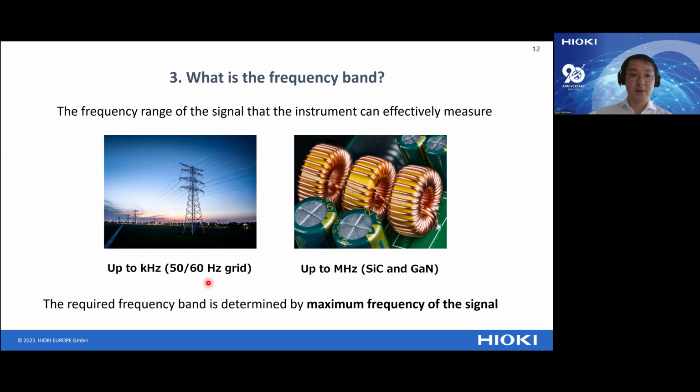But on the right, we have an inverter using power semiconductors like SiC or GaN. In this case, a frequency band of up to a few megahertz is required. The key point here is that the required frequency band is determined by the maximum frequency of the signal to be measured. In other words, it really depends on the application.